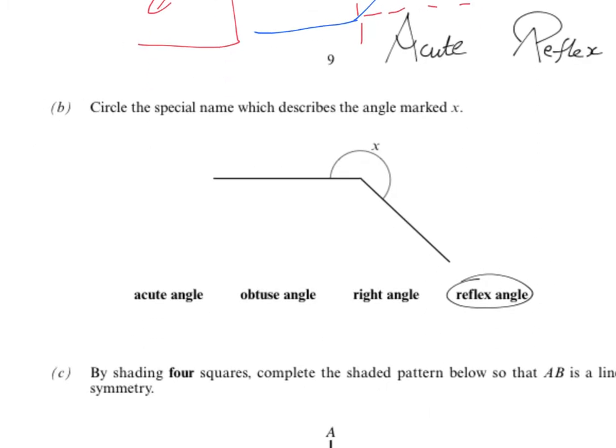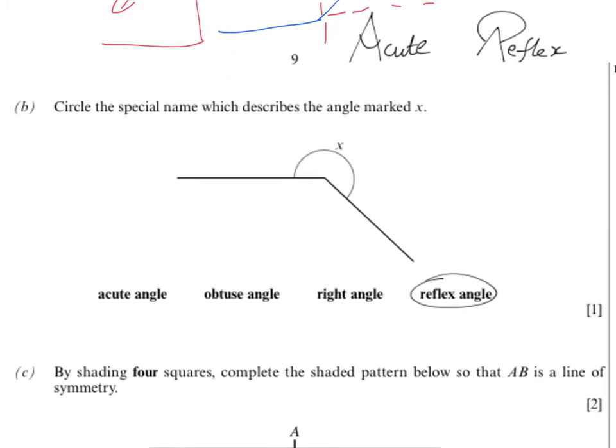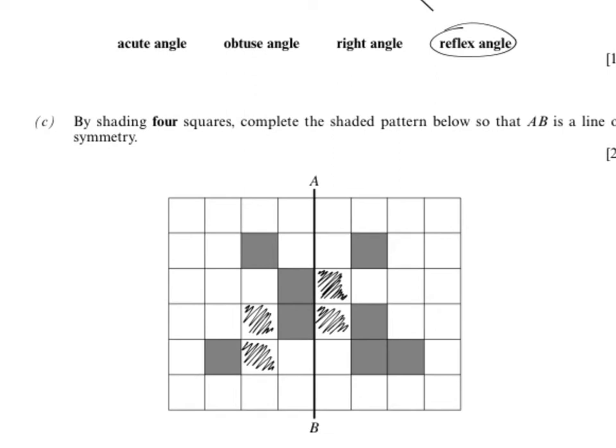It says by shading 4 squares, complete the shaded pattern below. So 4 squares here. Okay, the way that I do it is I look at this square. Is there one on that side that's also 1 square away from the line? Yeah. This one here is touching the line. Is there a square touching the line there? No, shade it in. Same here. Is there one that's 2 away? No, there's not. Shade it in. Is there one that's 2 away? No, there's not. Shade it in. Is there one that's 3 away?